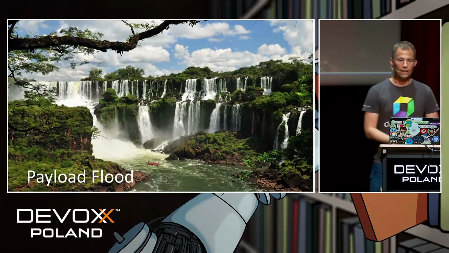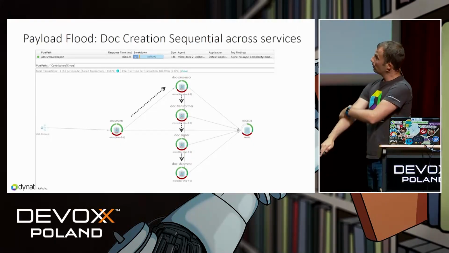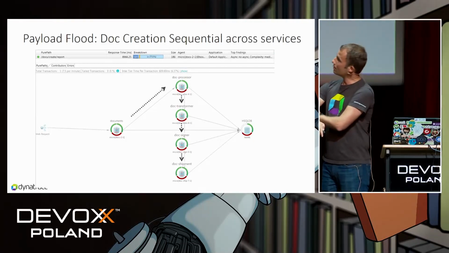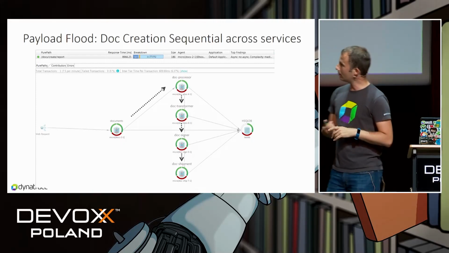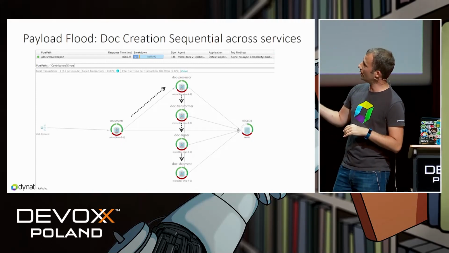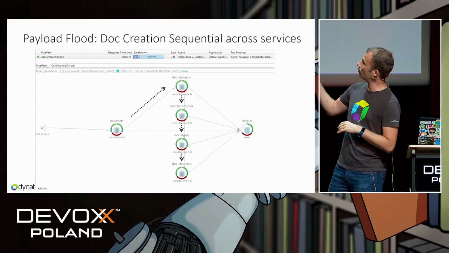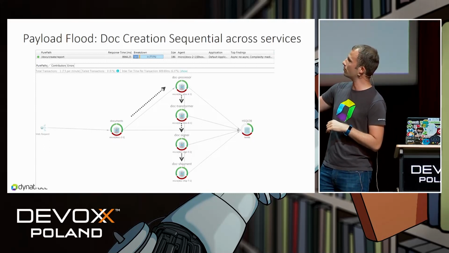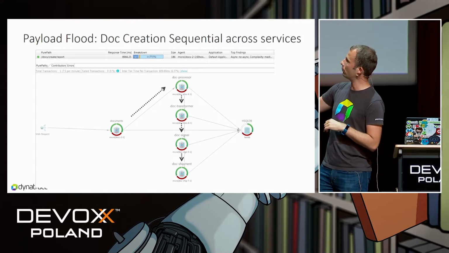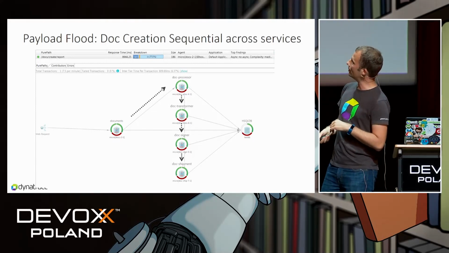Another pattern is payload flood. What you see here is, again, a document management system. What they did is, they said we have a document that comes in initially, we do the initial processing, we transform the document, we sign it, and then we ship it. This was what they call the transaction flow through different Tomcats in this case.